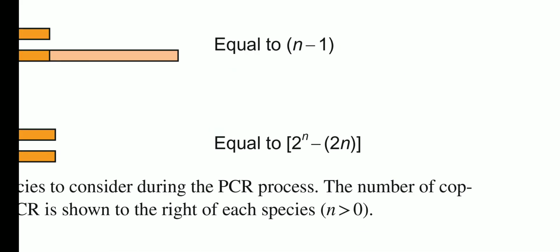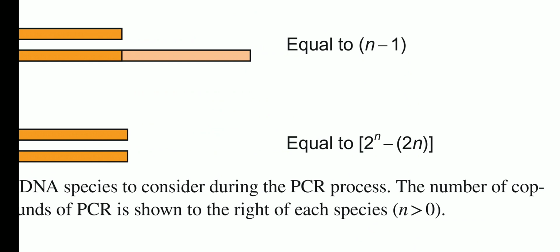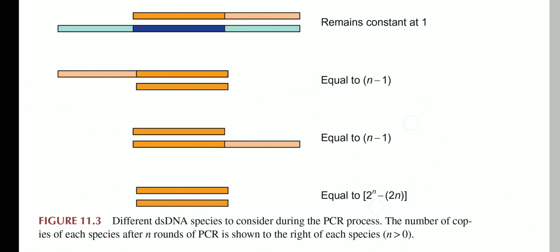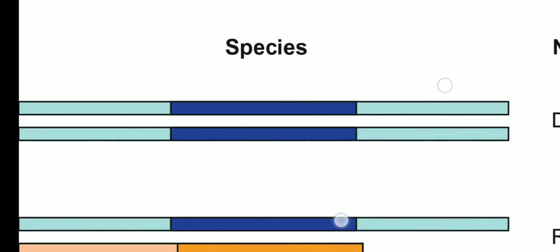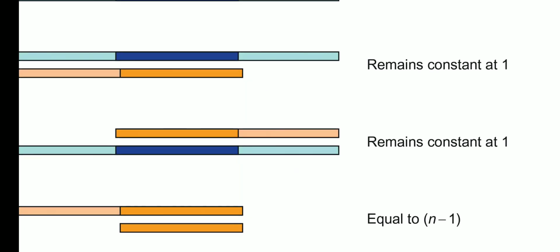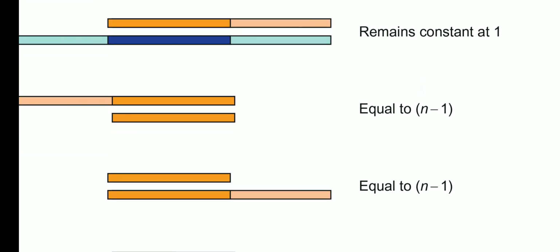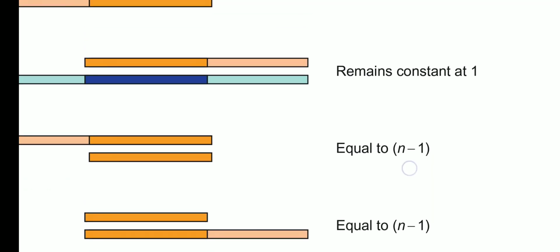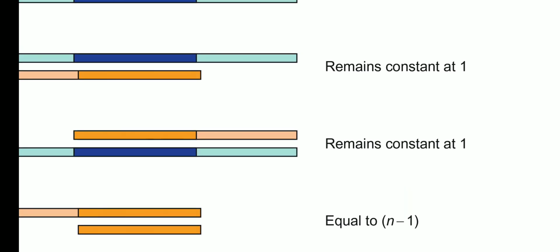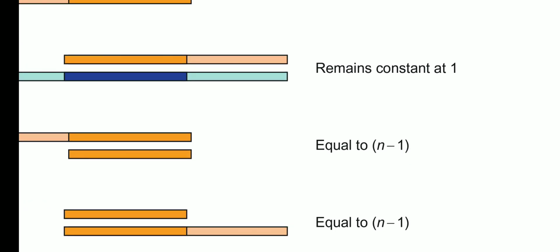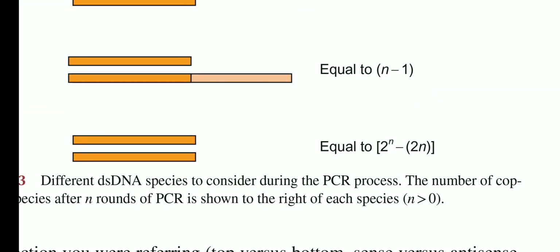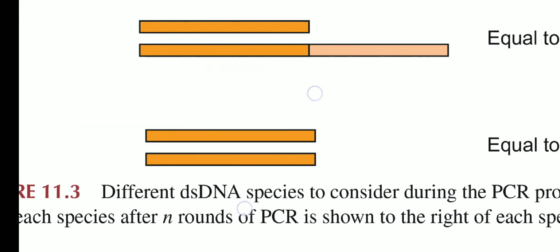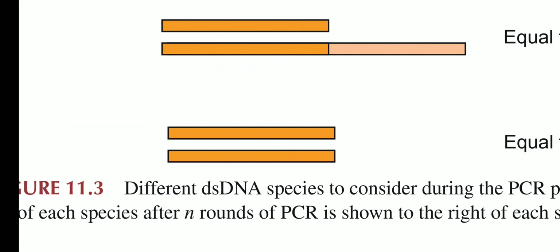This 2 to the power n is the total number of copies of DNA that we will get finally, and this minus 2n is because of this unrequired DNA that we have, this is going to disappear, so we are not including this. We are including this, 1 plus 1 is equal to 2, and here n minus 1, n minus 1. So n minus 1 plus 1 is equal to n. So n plus n is equal to 2n. So 2 to the power n minus 2n is equal to the total number of desired clone DNA we will have.